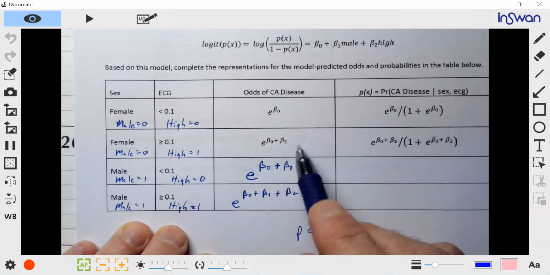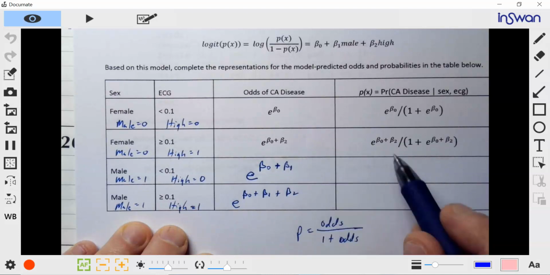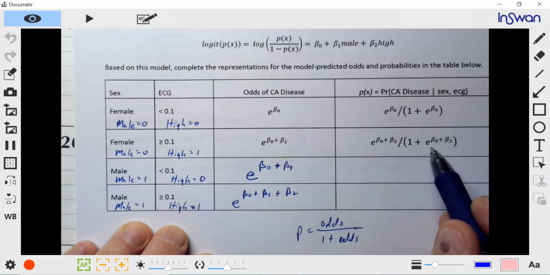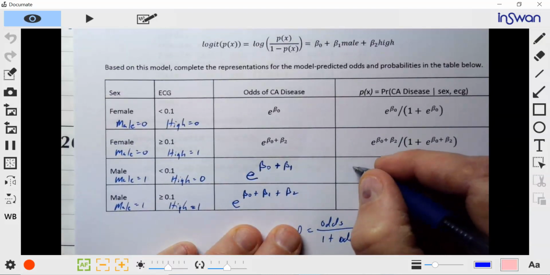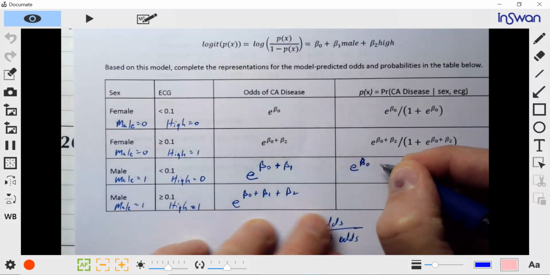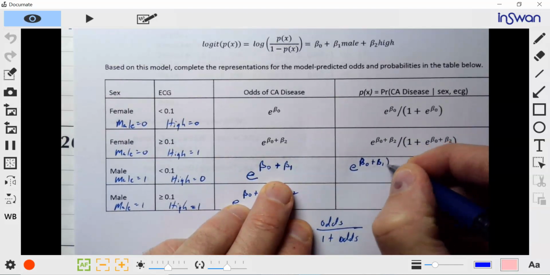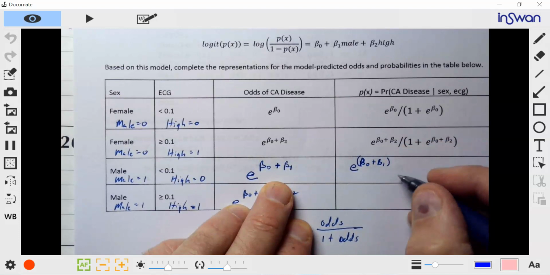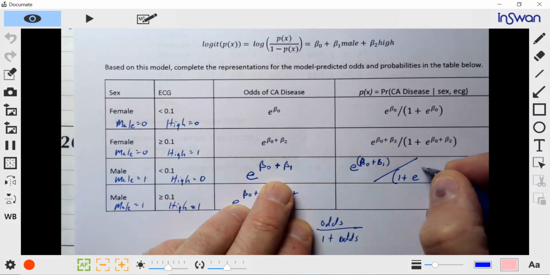Similarly, according to our model, the probability of having CAD for females with a high ECG will be e to the beta 0 plus beta 2 divided by 1 plus e to the beta 0 plus beta 2. And the probability of CAD for males with a low ECG would be, my odds are e to the beta 0 plus beta 1, so it would be e to the beta 0 plus beta 1, all of that is in the exponent, by the way, divided by 1 plus e to the beta 0 plus beta 1.